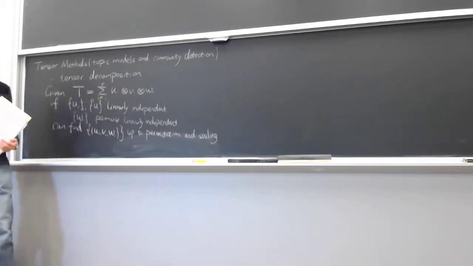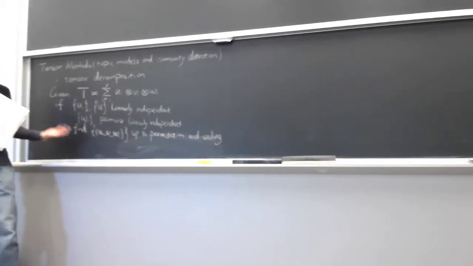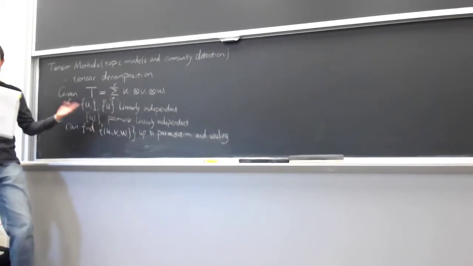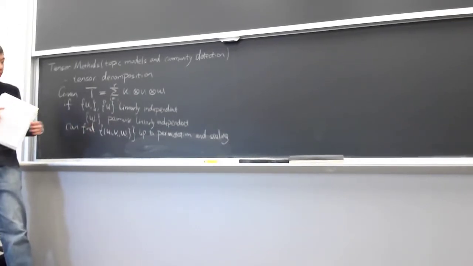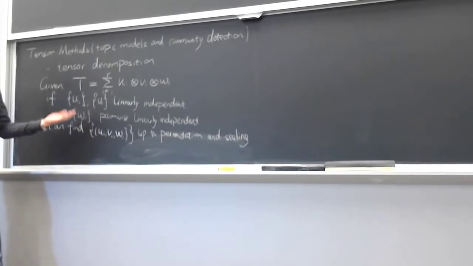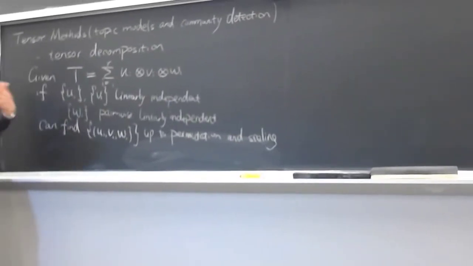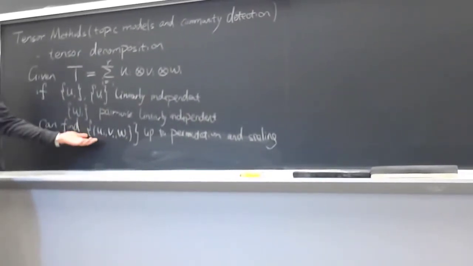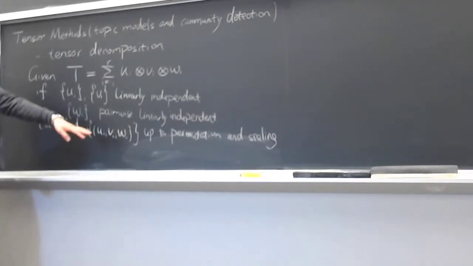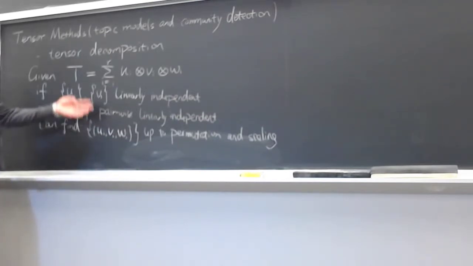In particular applications, often the permutation doesn't matter, because the problem itself also has some permutation structure that's the same as these components. Usually we don't care which components we find first and which we find next. But often the scaling is something that we need to deal with when we are trying to apply this tensor algorithm to some of the applications.